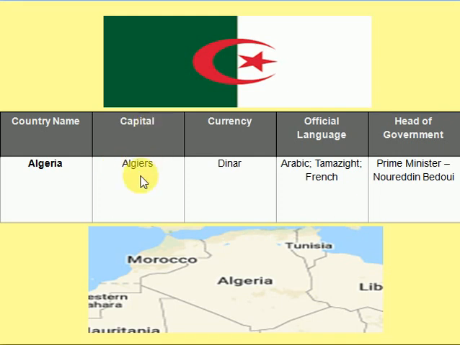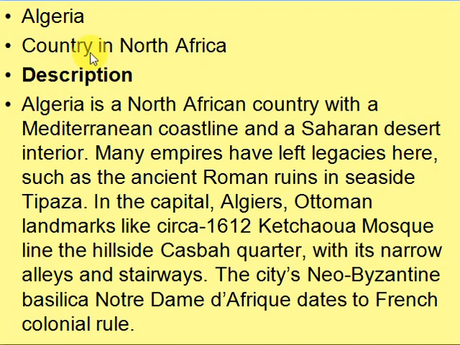Capital is Algiers, currency is dinar, official language Arabic, and head of government is Prime Minister Noureddine Bedoui. So here is a geographical map of the location: Algeria, with neighboring countries Tunisia and Morocco. You will see more about Algeria on the world map. So Algeria, a country in North Africa.